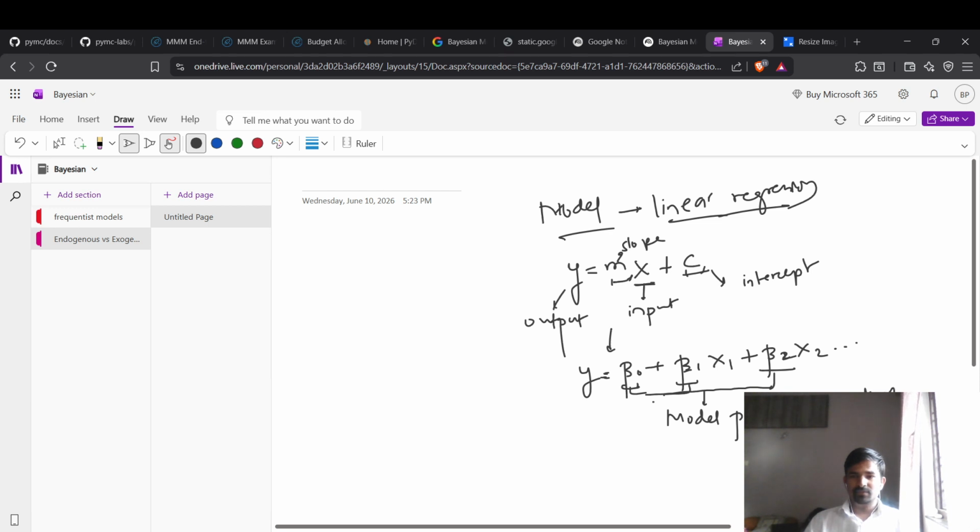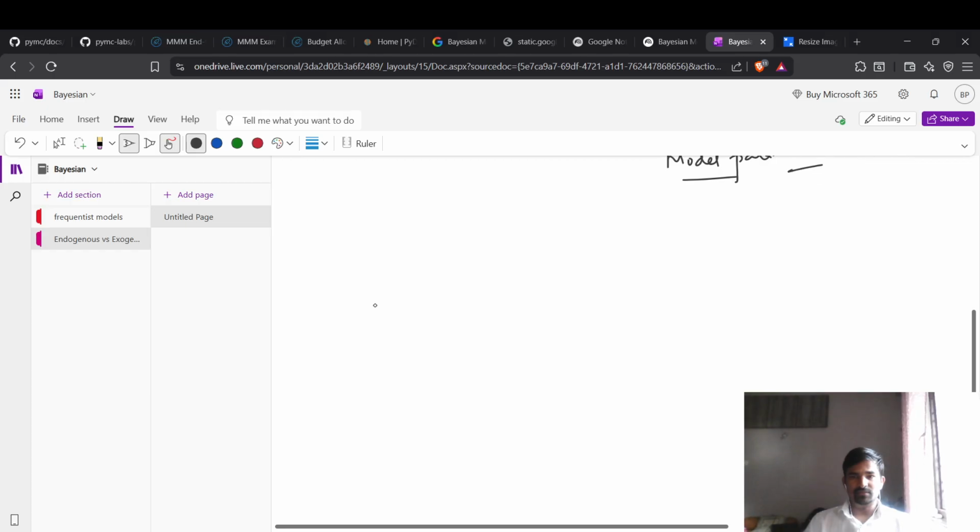Okay, so this is the general idea. There are two components basically. We're talking about two components. One is endogenous variable, and the other is exogenous variable.